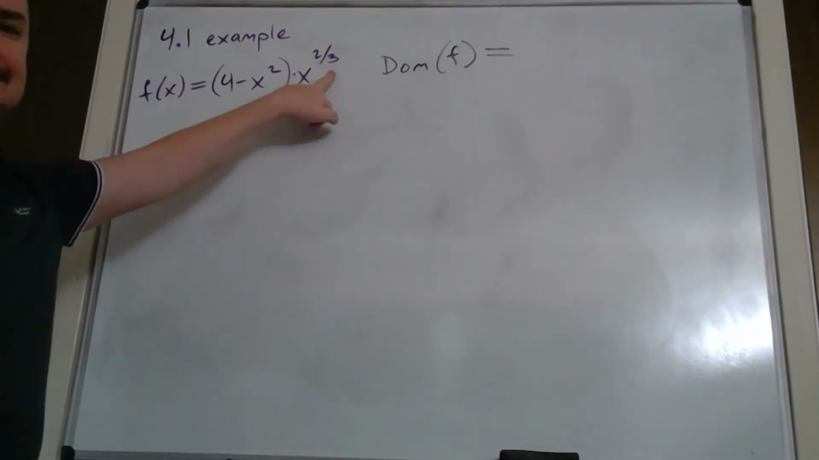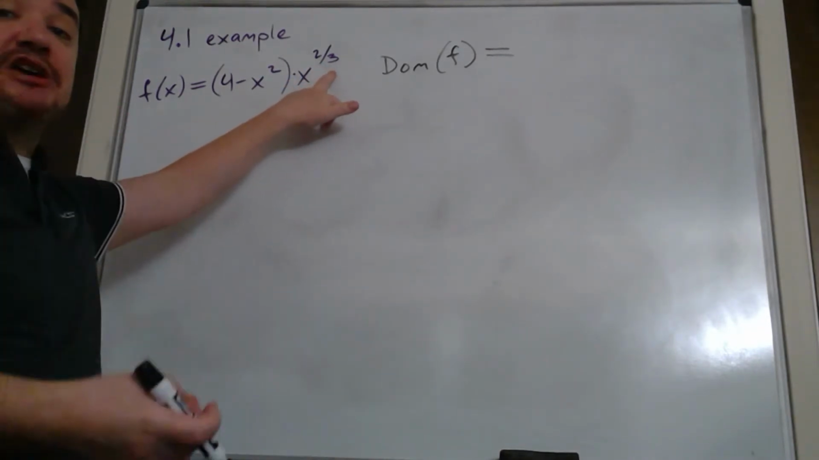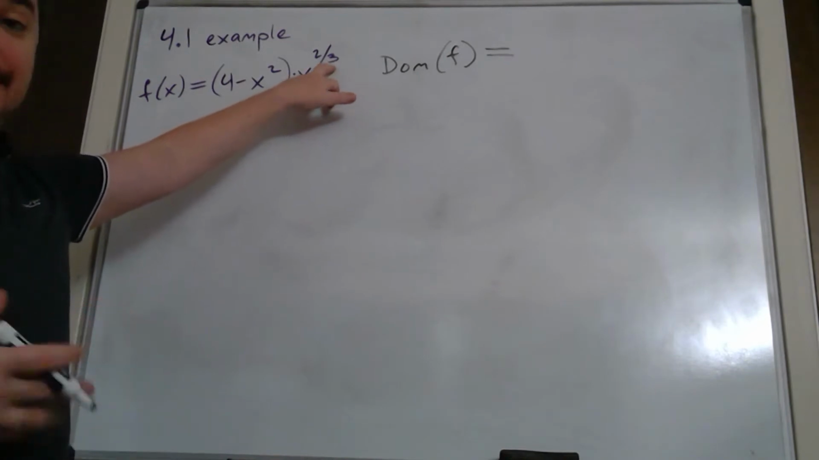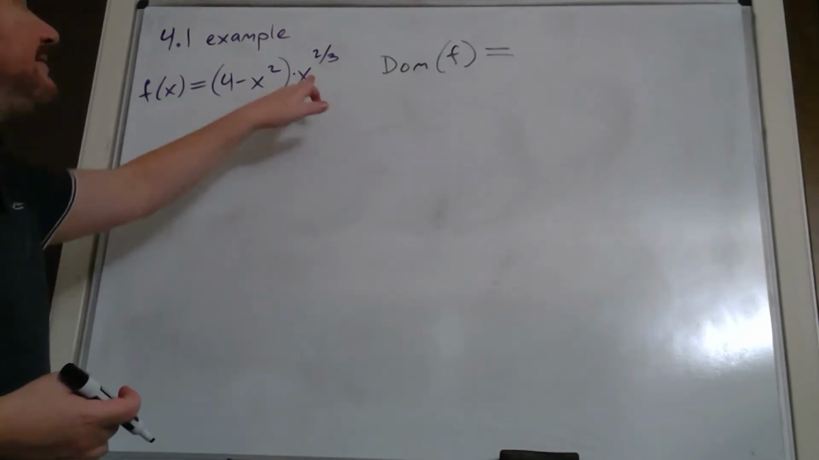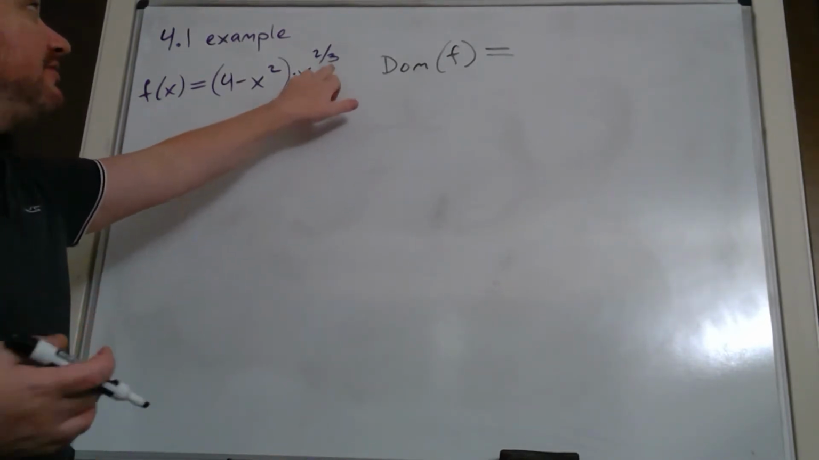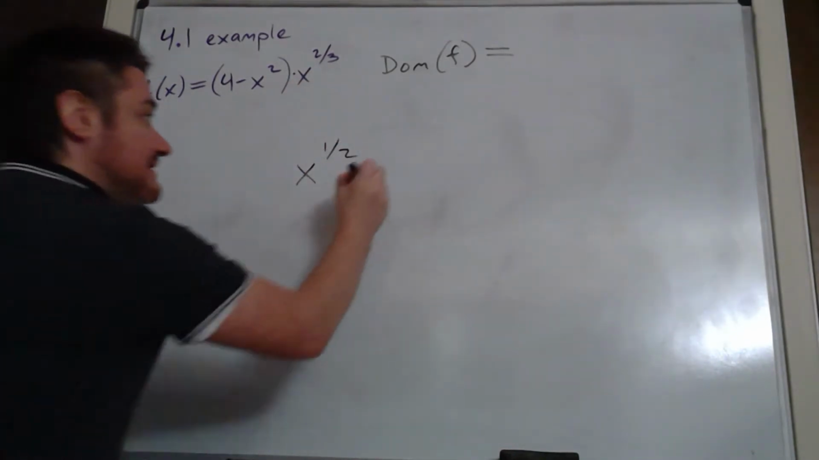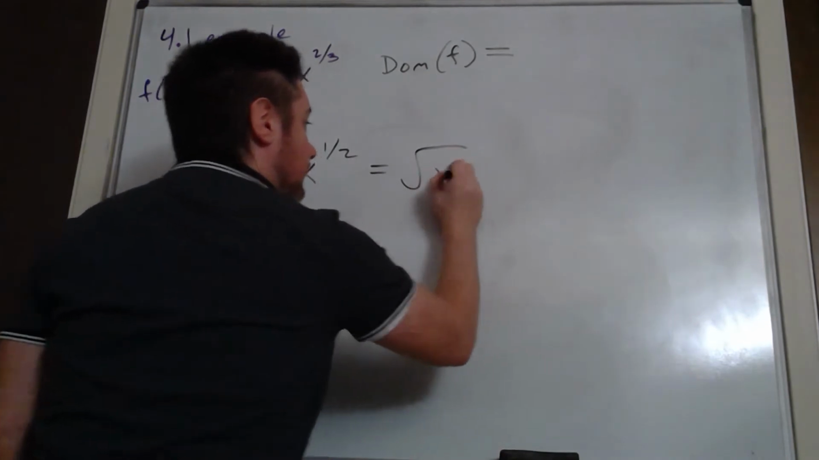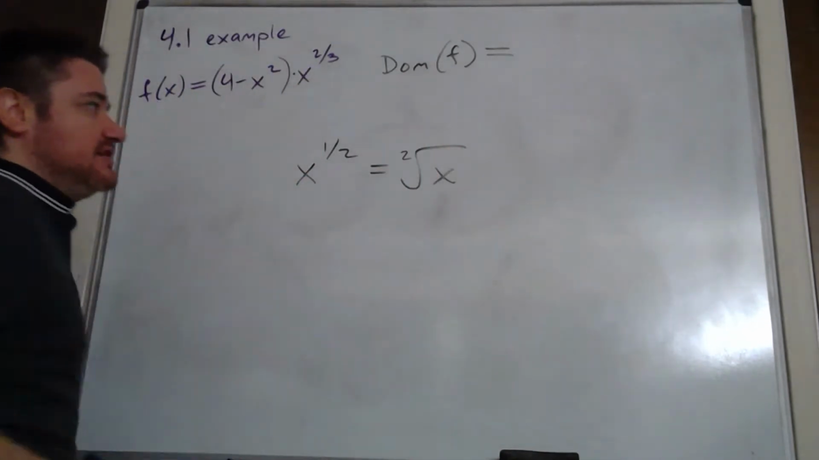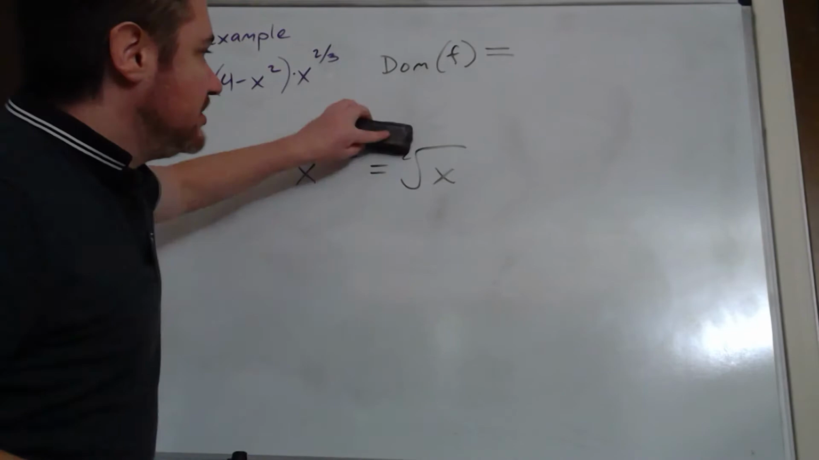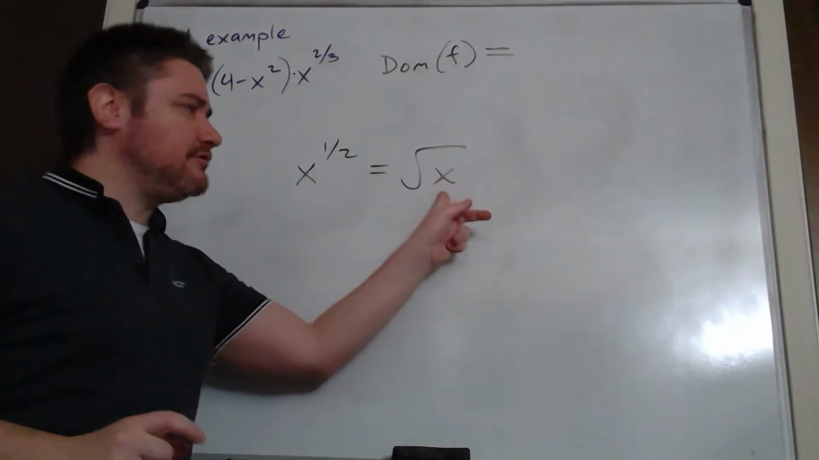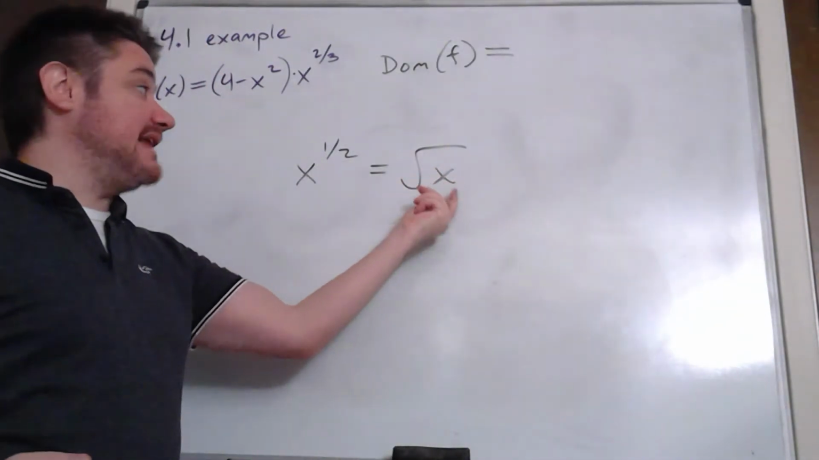x to the 2/3 is not considered a polynomial because of that fraction power. That 1/3 power is actually a radical, but it's a power function. Domain is all real numbers. If I have x to the 1/2 power, that's the same as square root. And if you want to draw a little 2 there to emphasize that you've got a square root, you can. Usually we don't see that. Square roots, we can't take negatives, right? So this domain is not all real numbers.